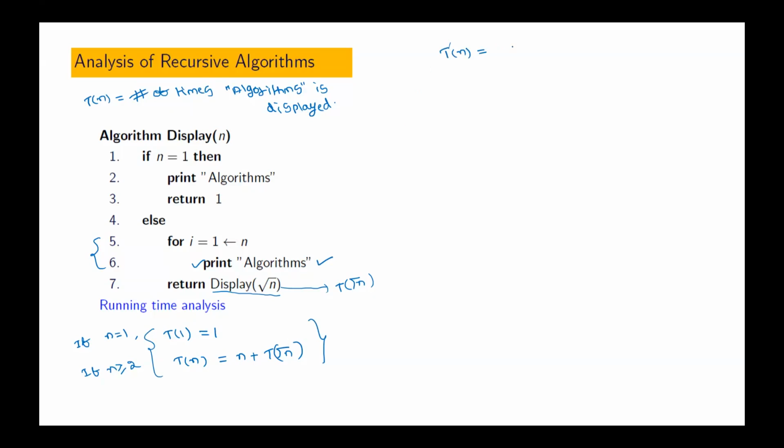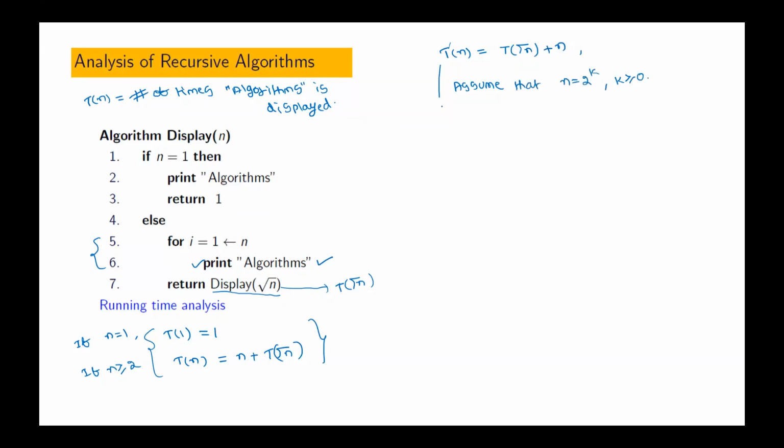T of n is T of root n plus n. How to solve it? Again, if I substitute, it becomes T of root n, and again, T of square root of n. That means it is a bit difficult. So what we can do is assume that n equals 2 power k, where k is greater than or equal to 0. This we have already done, same thing.